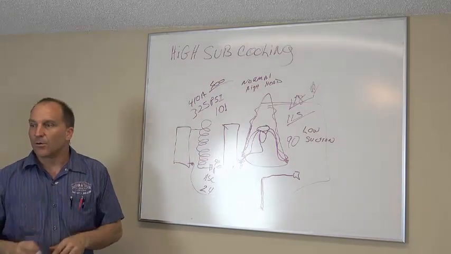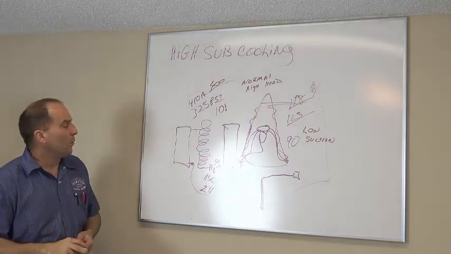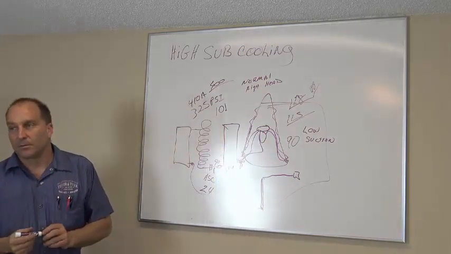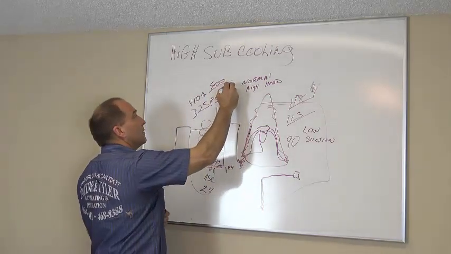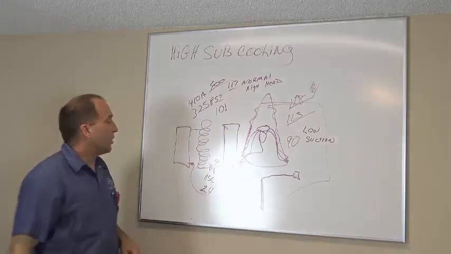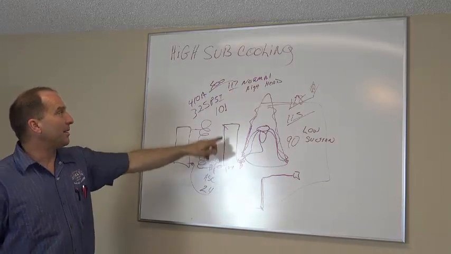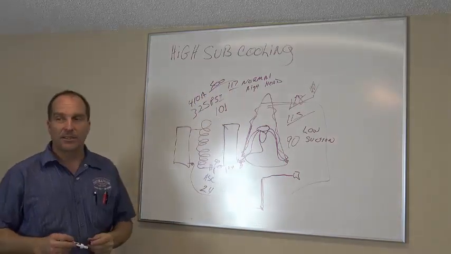Okay? So if you look at 400 pounds, what is your saturation temperature at 400 pounds? 117. Okay? So if you're doing 117, and if you were reading 90, now you've got a 27 degree subcooling.